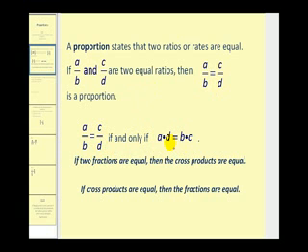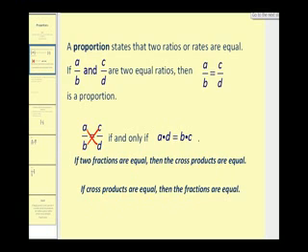A and D are sometimes called the extremes, and B and C are sometimes called the means. But the key concept here is if we have a proportion, A times D must equal B times C, and if A times D equals B times C, we must have a proportion. So saying that one more time, if two fractions are equal, then their cross products are equal. And if the cross products are equal, then the fractions are equal or form a proportion.